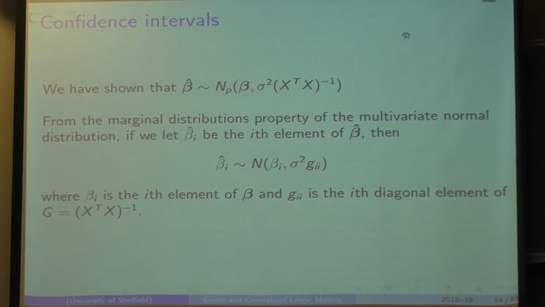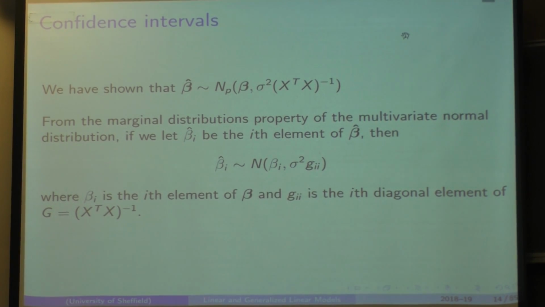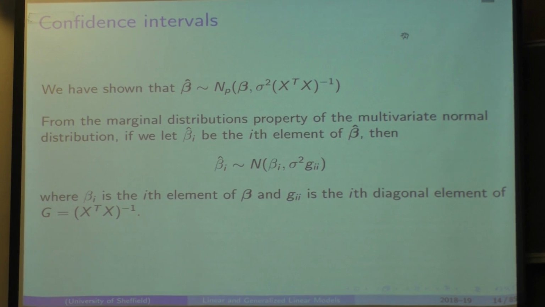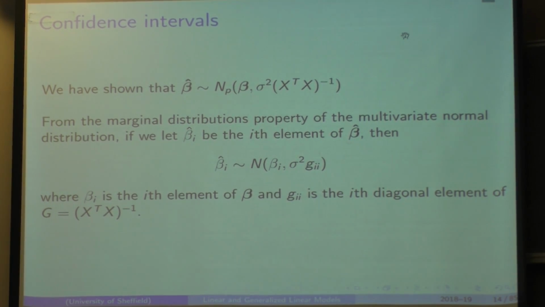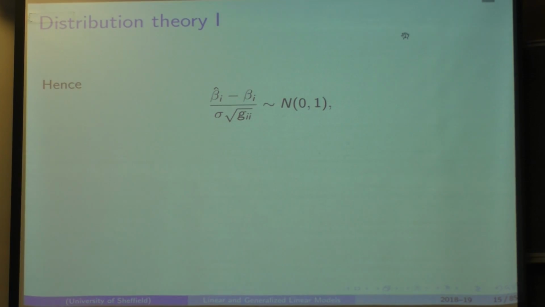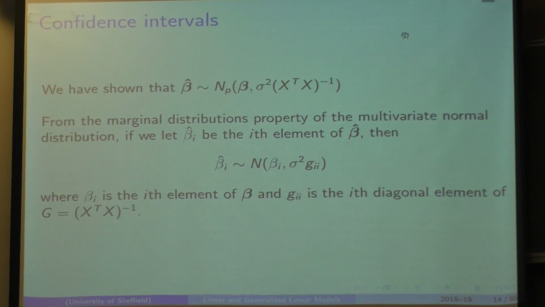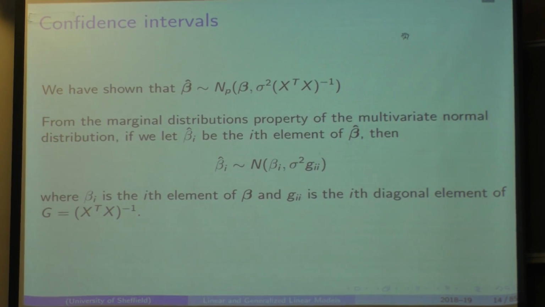Okay, so we'll call that matrix G, and G_ii then is its ii entry, so it's the ith diagonal entry of this matrix G. Okay, so that gives us the distribution of beta hat i, and we want to use that to get confidence intervals.